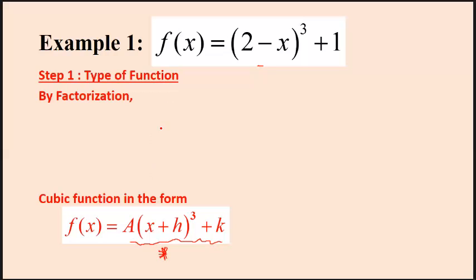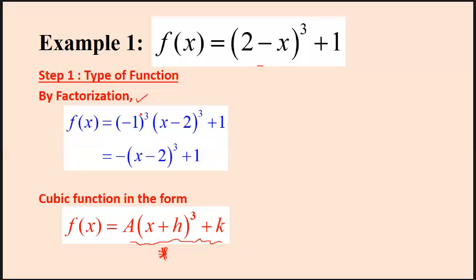We can get this form by doing factorization, where we factorize -1 from the bracket, and this will result in (-1)^3, and the bracket term turns out to become (x - 2)^3. Then simplify it, I have a negative outside the bracket of power 3. Now you can see that, compared to the form that we want, a equals -1, h equals 2, k equals 1.